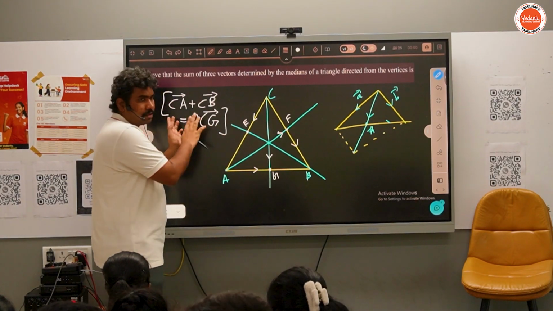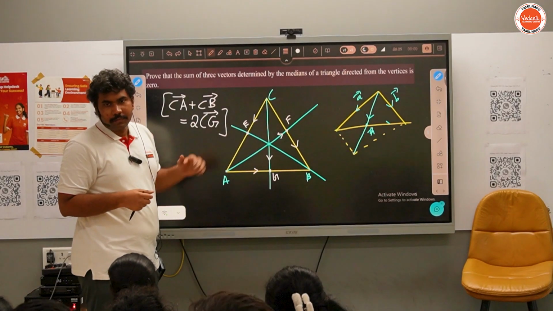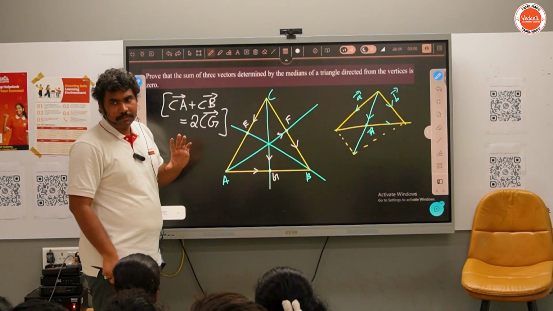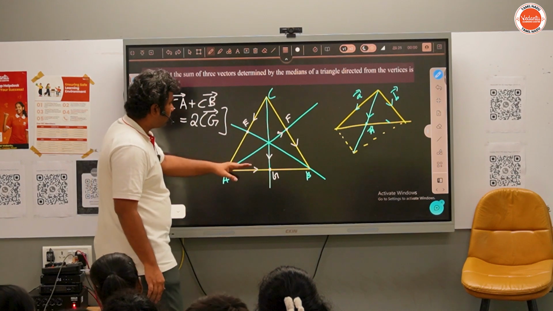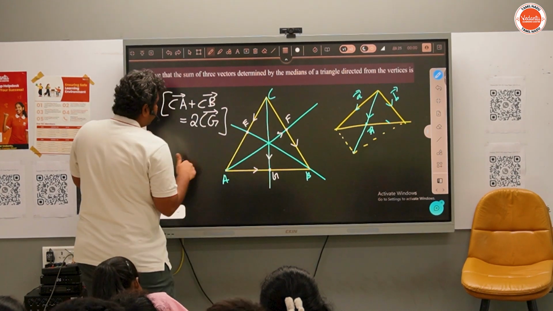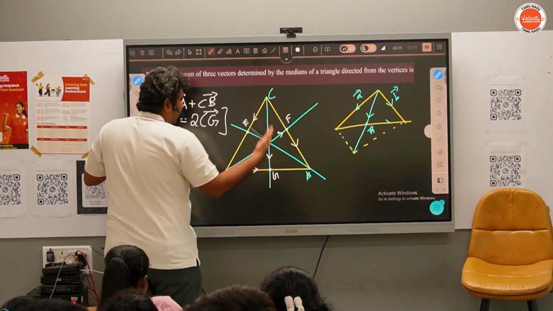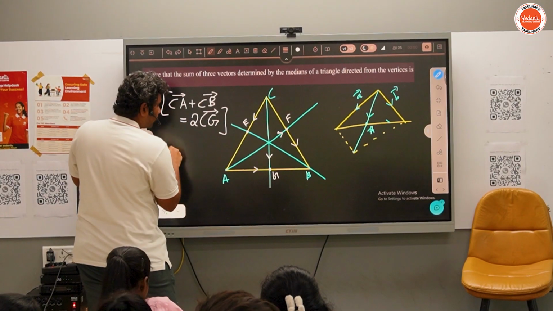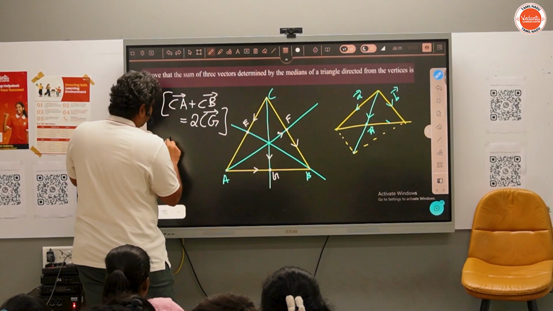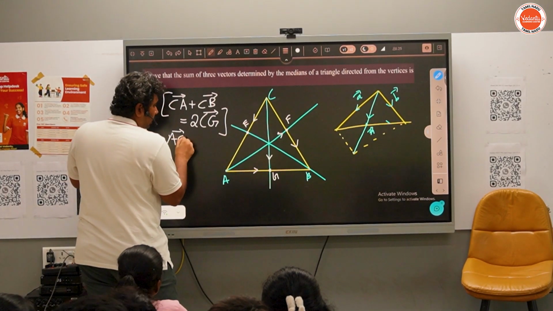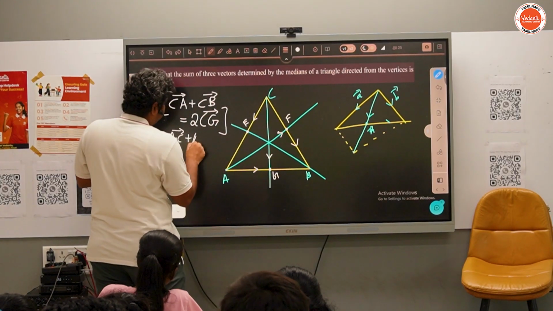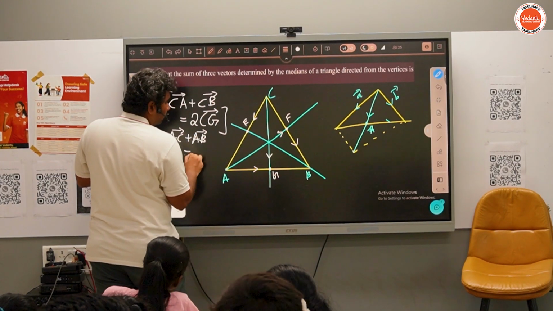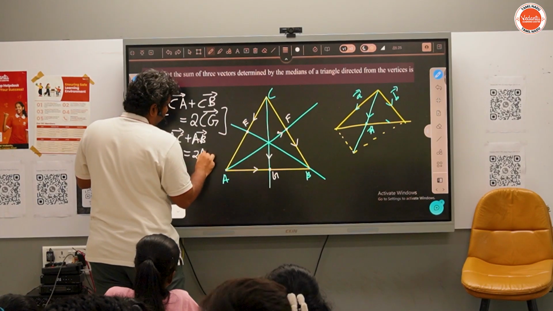So I think this fact is clear, right? இப்போ இதே மாதிரி நம்ம எல்லாத்துக்கும் பண்ணலாம். So what about AF vector? AC vector plus AB vector equal to 2 times of AF vector.